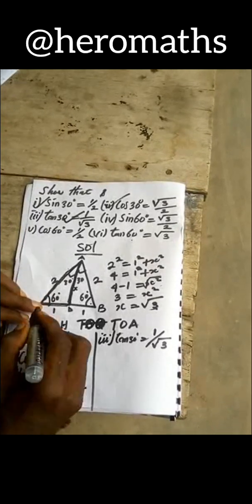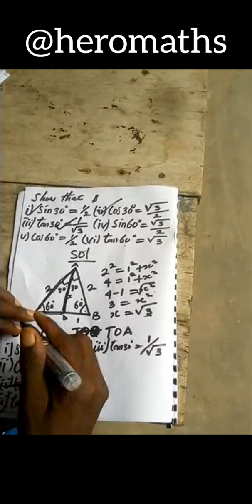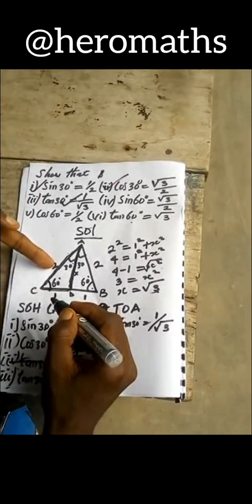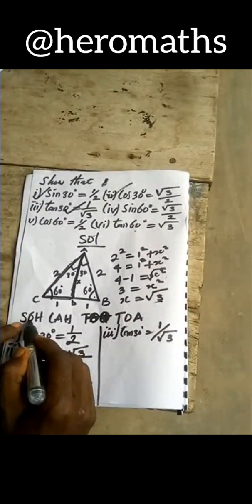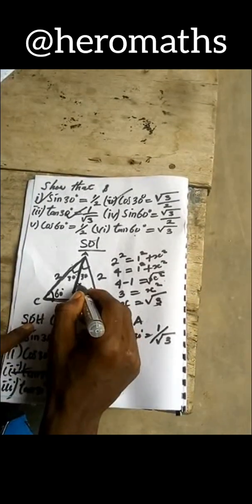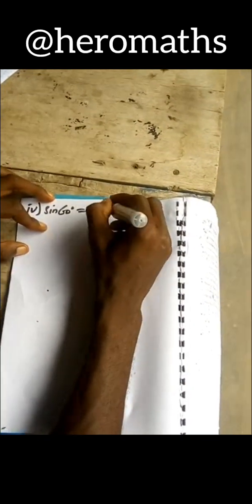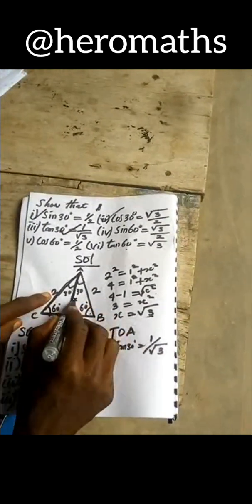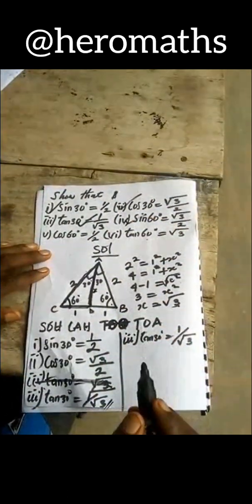So now our opposite will be this side that is facing 60, which was our adjacent before, but now since it's 60, this is our opposite, this is our adjacent, and this is the hypotenuse. The hypotenuse remains because it's the longest side of the right angle triangle. So SOHCAHTOA says sine is equal to opposite all over hypotenuse. So the opposite here is this, which is root of 3, divided by the hypotenuse, which is 2, that would be root of 3 divided by 2. You understand? That is it. So this one too is proven successfully.